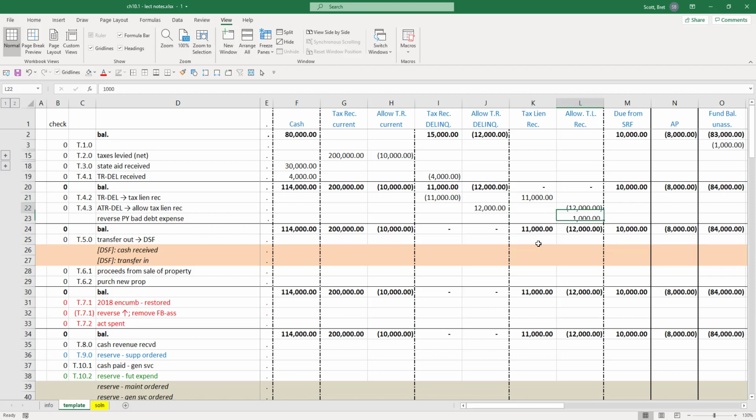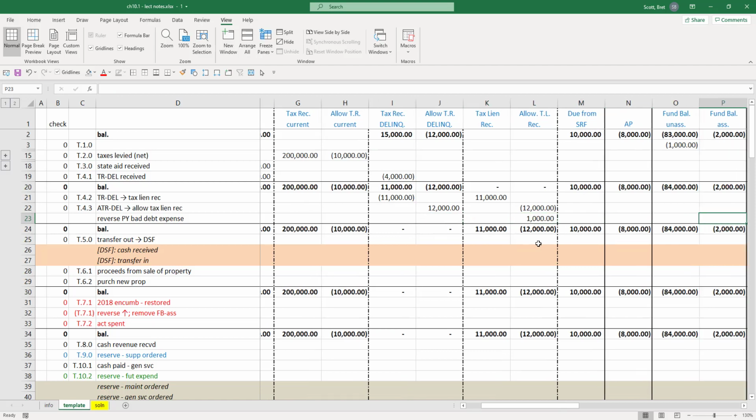But here's the problem here. This journal entry balance, this row balances, where's the credit I need to offset this? Well, guess where that goes?